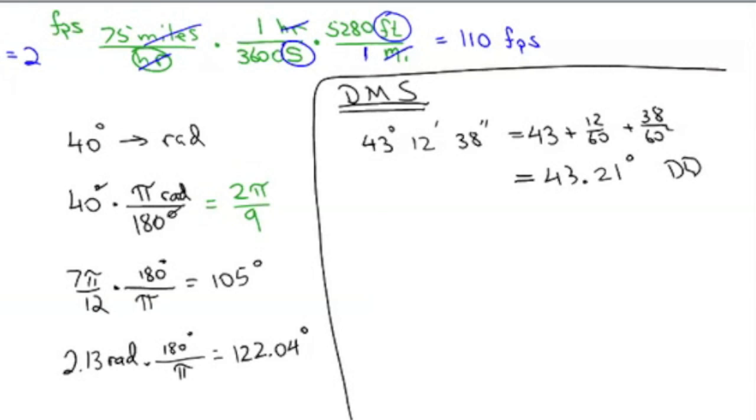So why is it DD? Decimal degrees. It's in decimals. See, this is in fractions. This is in decimals.